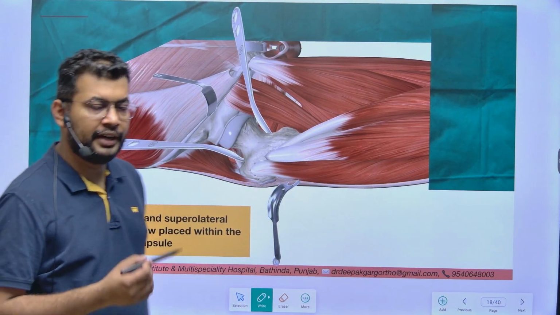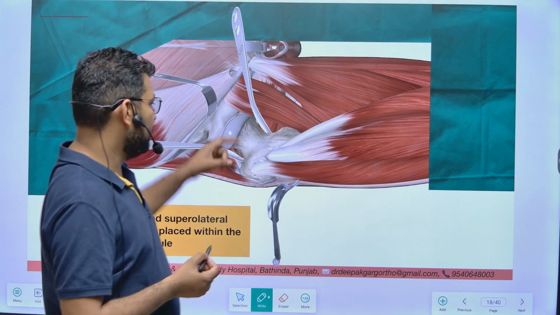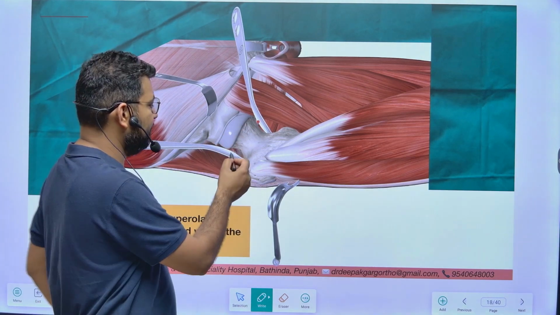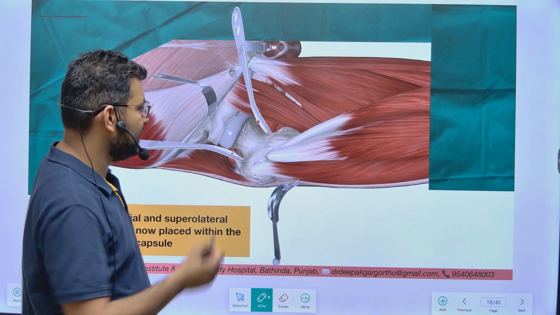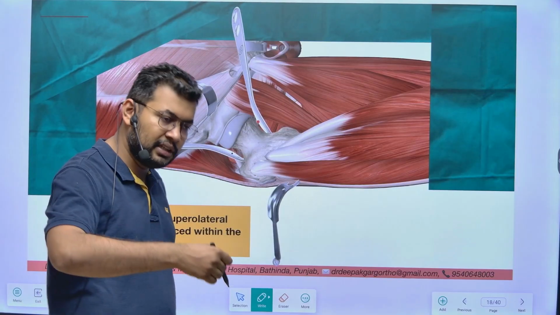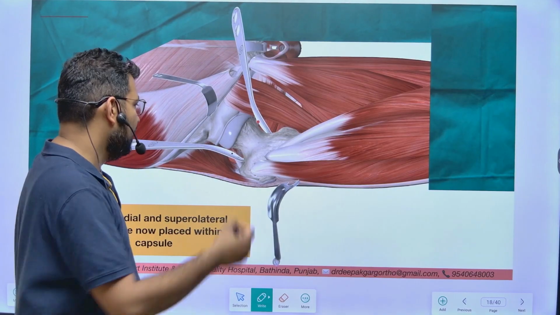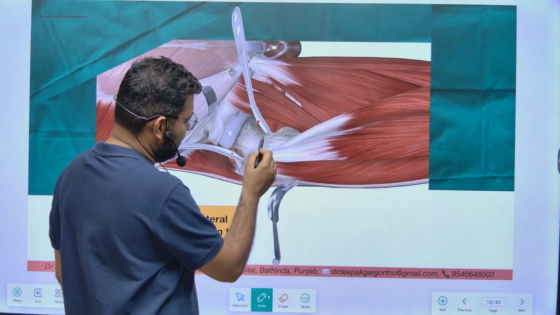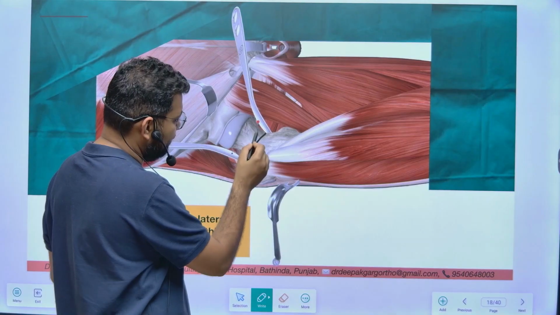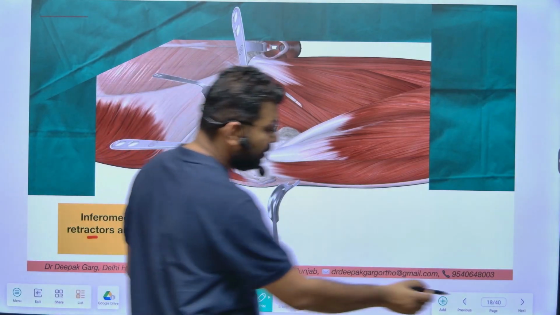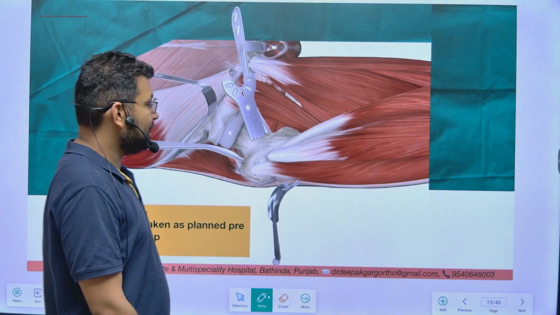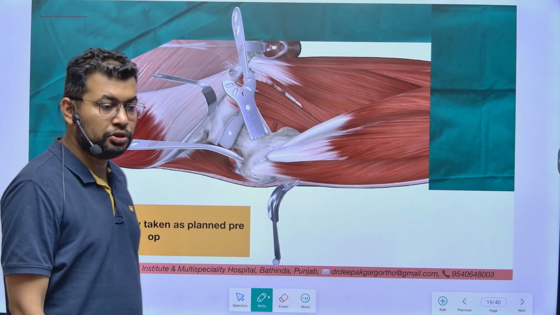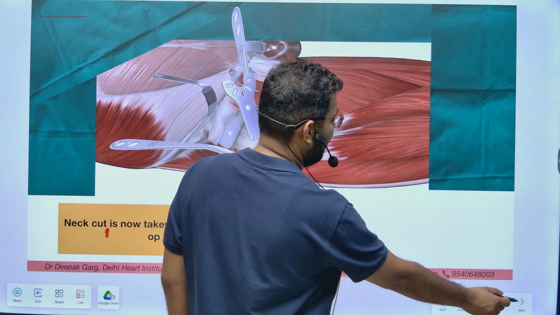We have all these four retractors in place. We remove the medial, superomedial and the superolateral and the inferomedial retractors. We insert the retractors into the capsule, and then we will mark our neck osteotomy. So here we will take two osteotomies. Why do we take two osteotomies? Because when we take one osteotomy, we will not be able to remove the head.